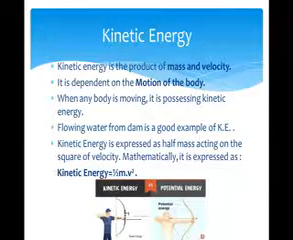Kinetic energy. Kinetic energy is the product of mass and velocity. It is dependent on the motion of the body. When any object or body is moving, it possesses kinetic energy. Flowing water from a dam is a good example of kinetic energy. It is also expressed as half mass acting on the square of velocity. Mathematically, it is expressed as K equals half mv squared.